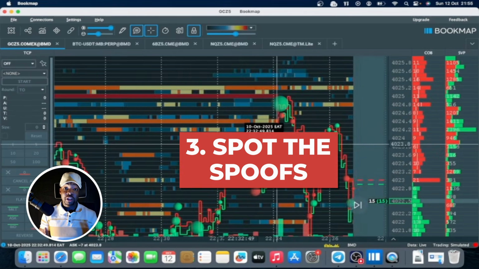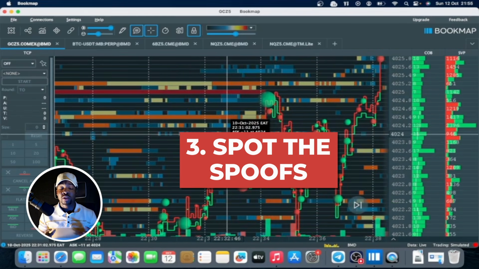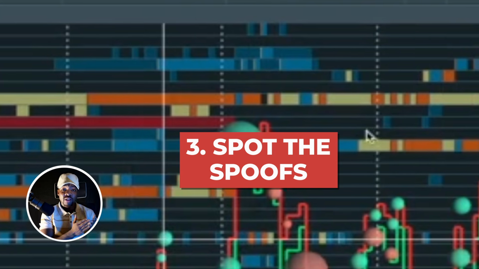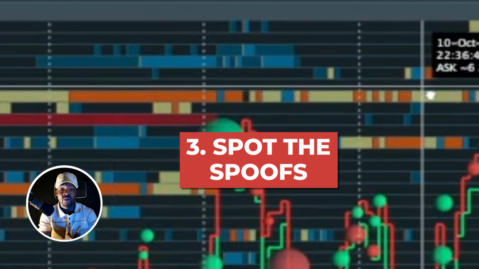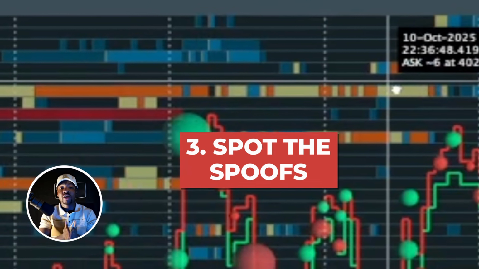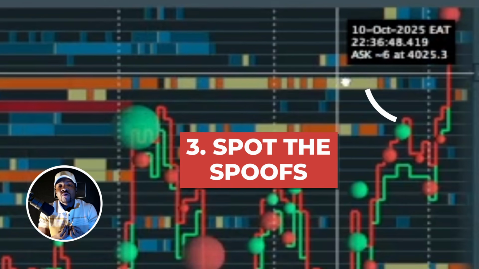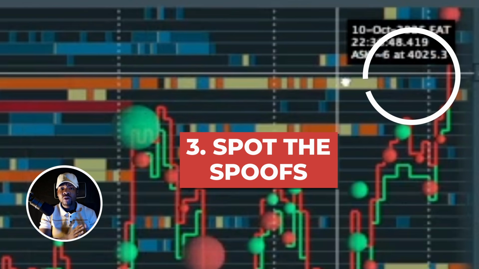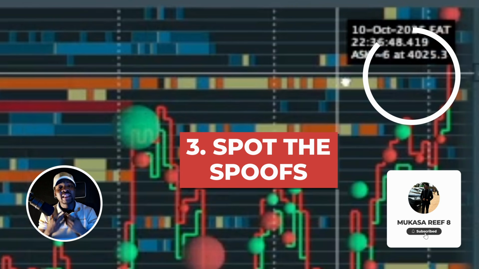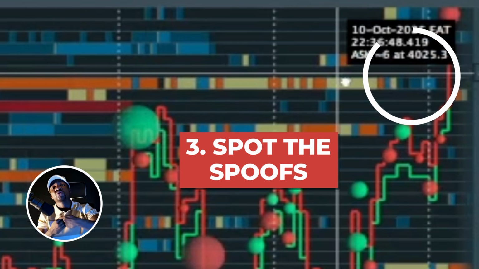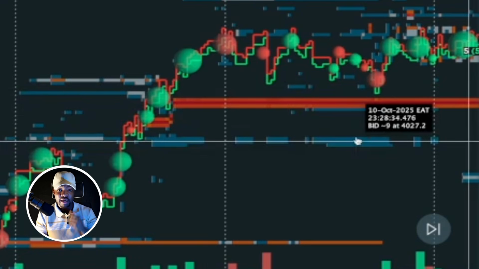Also, spot the spoofs, liquidity walls. With this, you can know that this is going to be a fake support zone or a fake resistance zone with spoofing. As soon as you see that spoofing happening, you know that there are very many traders that are going to be trapped there. So you make sure to avoid such a zone, because if a wall disappears just before price touches it, then that's a fake out, and it's used to manipulate traders like you.